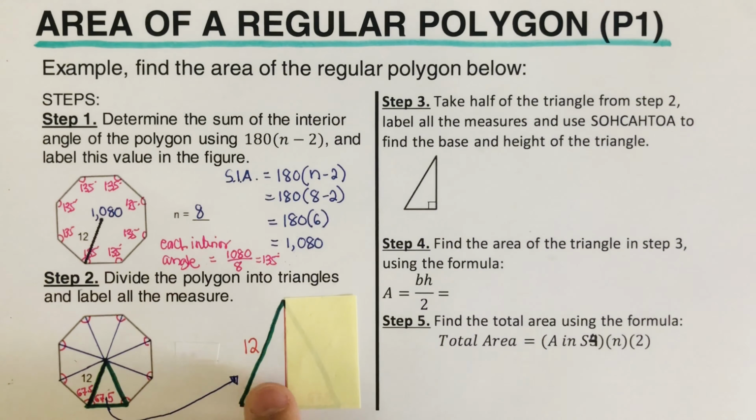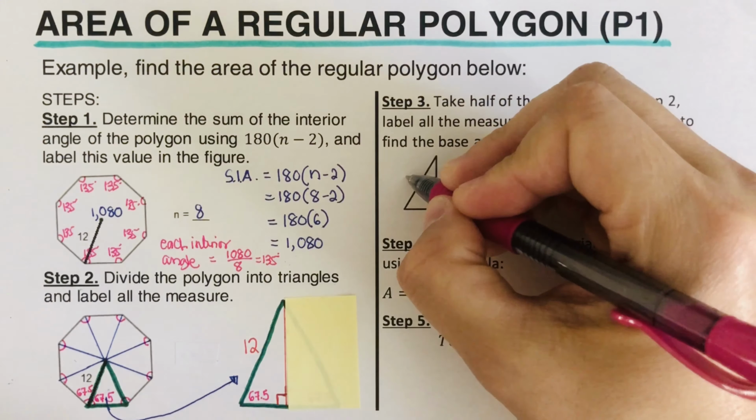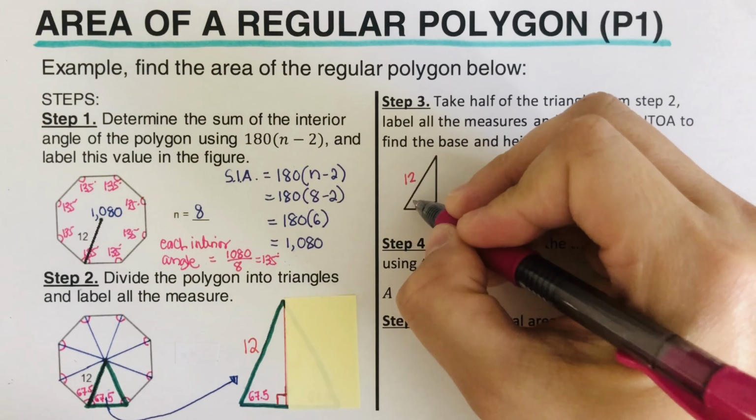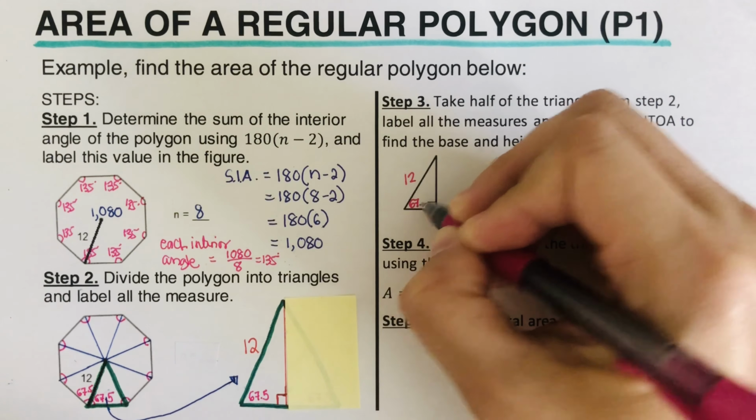So I've drawn that over here. The measure of this angle, since I'm taking half of it, I will put up here. So this is 12, and this is 67.5. And again, we are supposed to find the area. The area formula for a triangle is base times height divided by 2. If we label the parts here, this side is our base, and this side is the height.